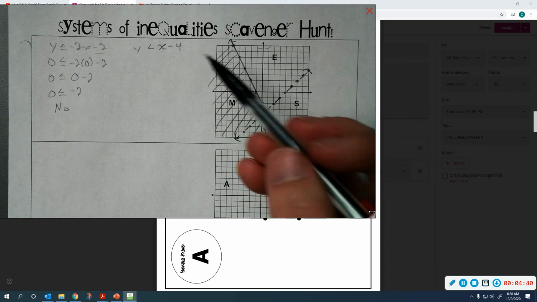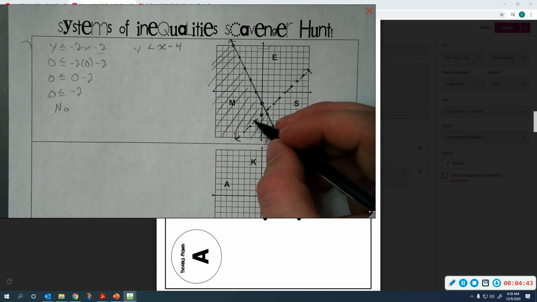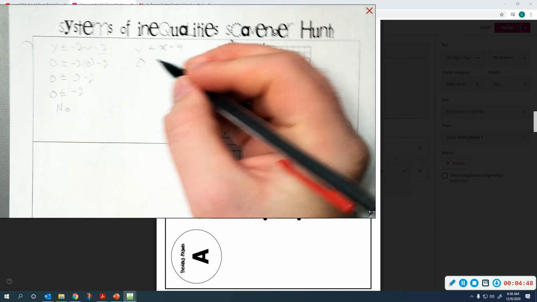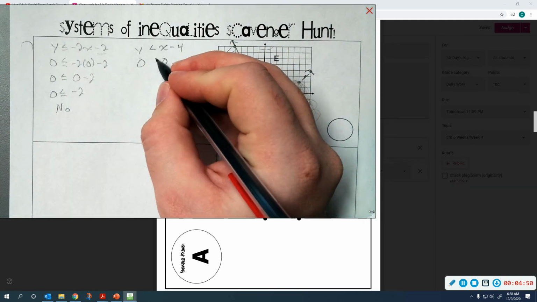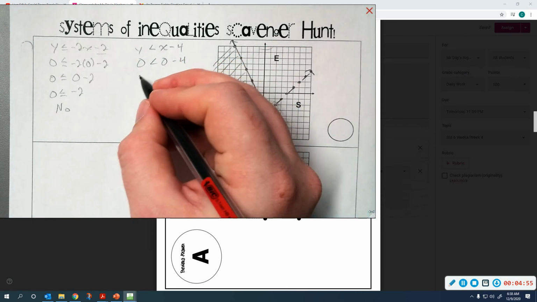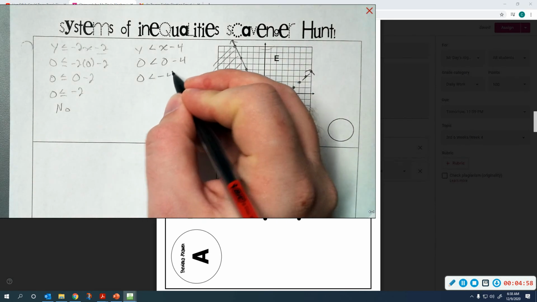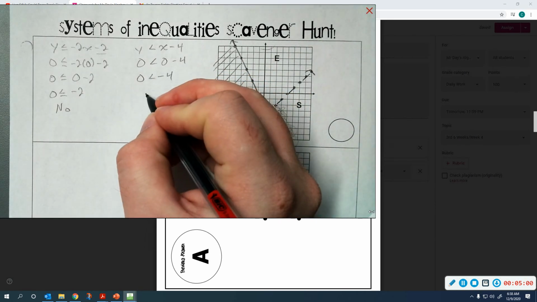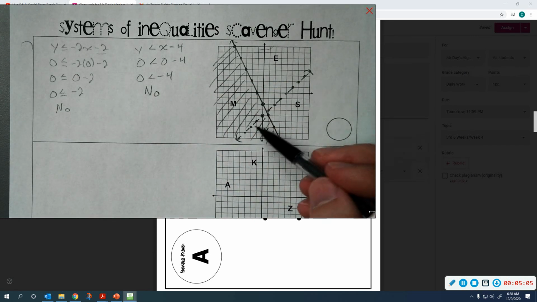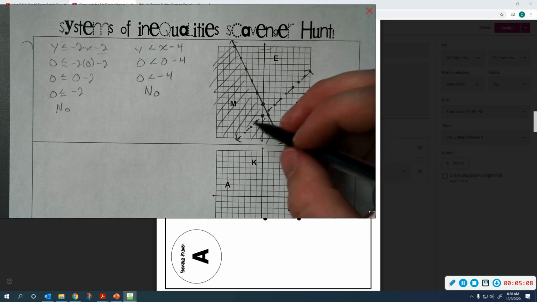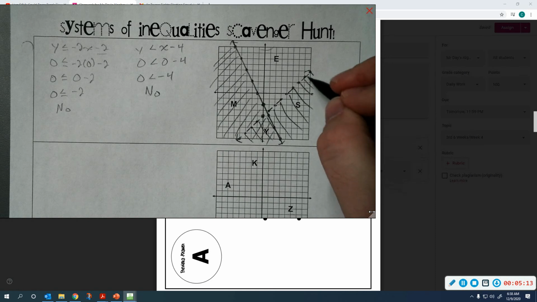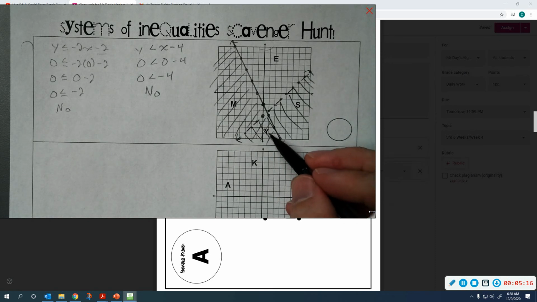For our next line, let's try 0, 0 again, because this line doesn't go through 0, 0, so that's a good point to try. If I plug in 0 for y and 0 for x, I get 0 is less than 0 minus 4. 0 minus 4 is just negative 4. Is 0 less than negative 4? That's also a no. So this side had 0, 0. This is my line, so we're going to shade the opposite side. I'm going to do my lines going this way. And you will see that they both cross in this region with y.